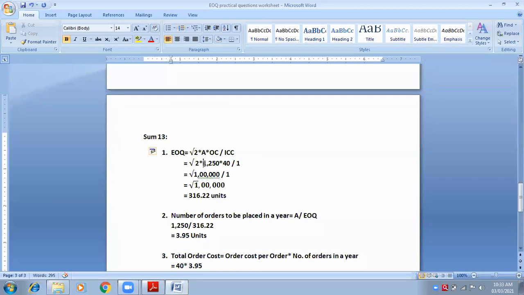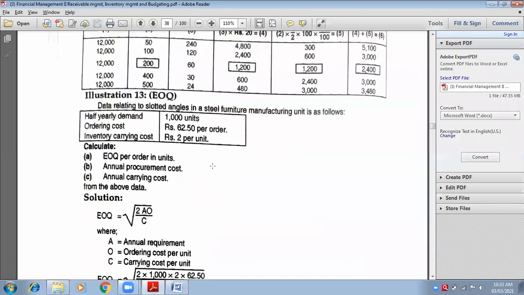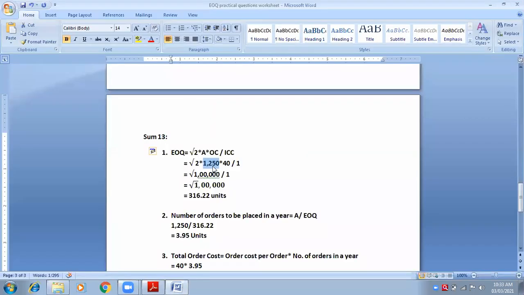Now what is given here? Wait, I will tell you. Here, annual demand is not given. 1000 is half yearly demand. Half year means 6 months. So 1000 will not be enough because it is for half yearly. Multiplying by 2 will give you the full year's information. But this has to be put into a bracket. So 2 into 1000 into 2, and 1000 into 2 has to be shown in the bracket.